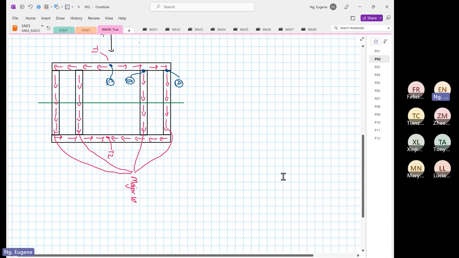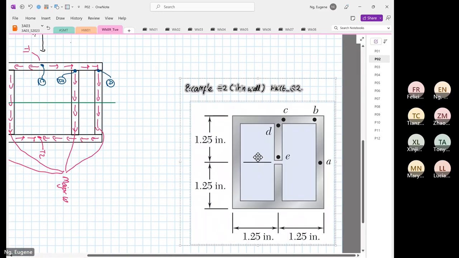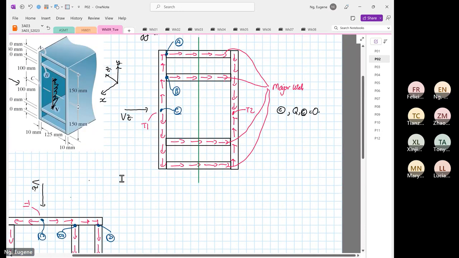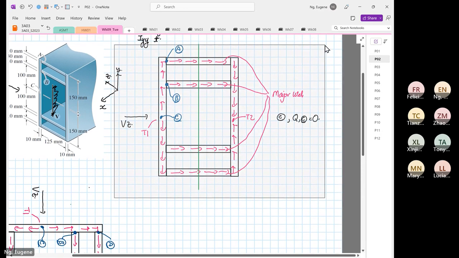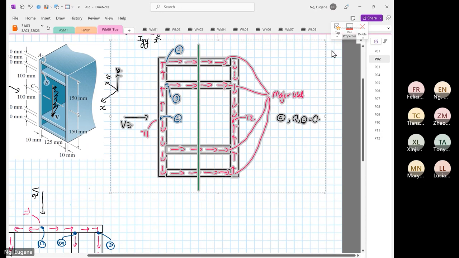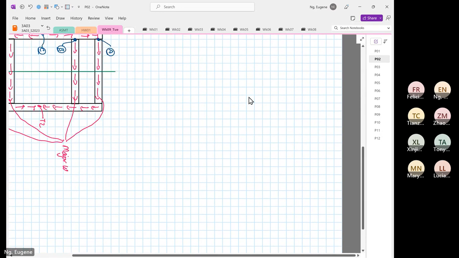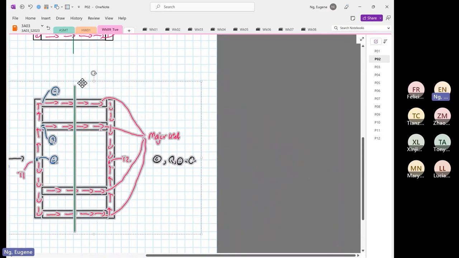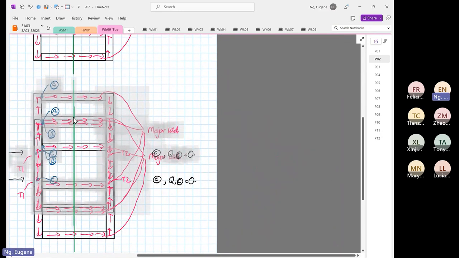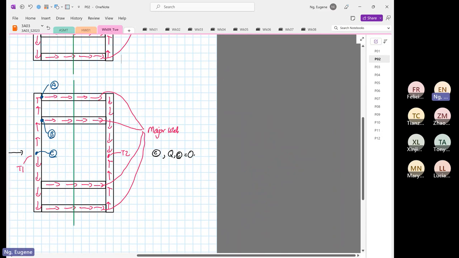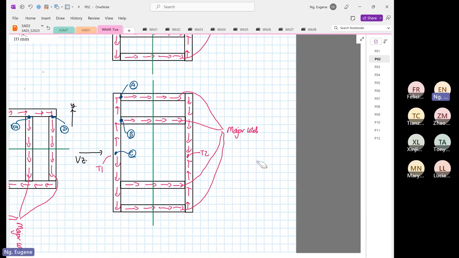So for point B, right. The area that we're going to take, I'm going to draw down here. Okay, the area we're going to take. So now the next one is for point B. Right. So the area I'm going to take is this area. I'm going to highlight in orange this area over here up to point B.